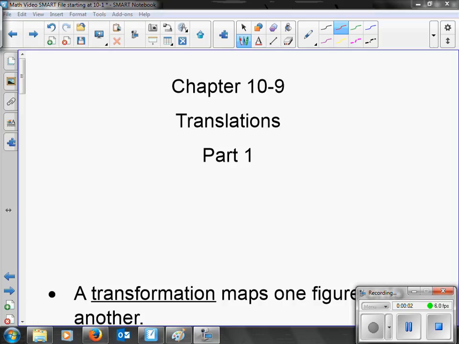Okay, in this chapter, we're in chapter 10, section 9. So you have that St. James heading at the top, of course, and then underneath that, you write chapter 10, section 9. Underneath that, you write translations. And this is going to be a two-part chapter section. You're going to need 2 videos for this.